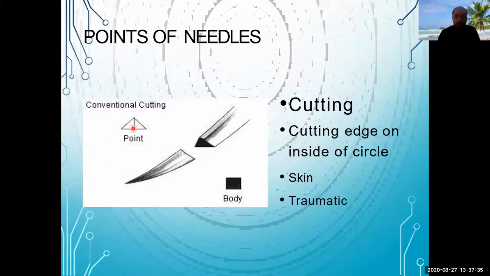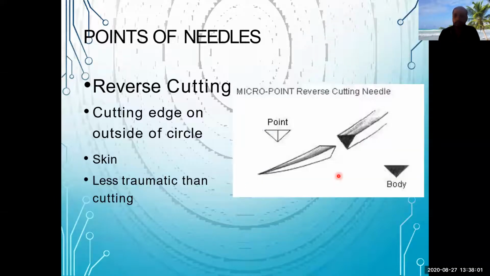See how, if we do a cross section, we can see this is the last part, towards the tip. If you get a cross section, you will get a triangle. This is the inner part. Okay, conventional cutting suture. And if you get a cross section, the more you go towards the body of the suture, you will find the rectangular part. Okay, cutting edge in the skin. This is mostly used for skin suturing.